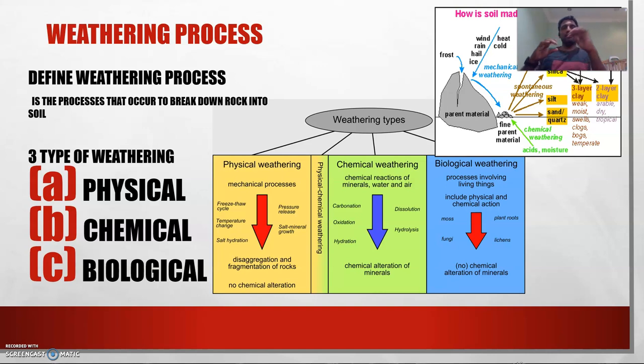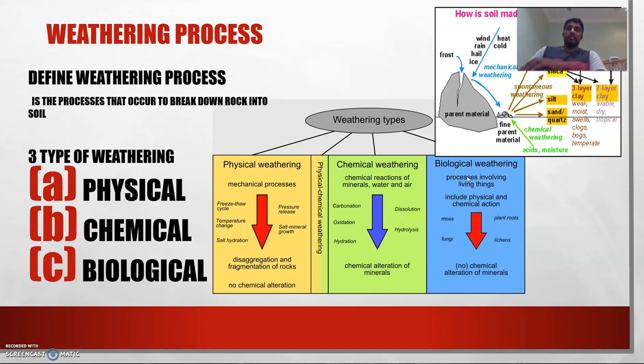Okay, there are chemical reactions involved, and they produce products. The carbonation, oxidation, hydration, dissolution, and hydrolysis are the processes that happen via chemical reactions, which is chemical weathering.